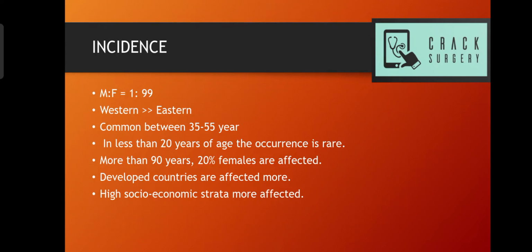Incidence rate. Females are more prone to CA breast than males. Male to female ratio is 1 to 99. Western countries are more affected than Eastern countries. Commonly, we see CA breast in the 35 to 55 age group. If there is a younger patient, there may be a family history of CA breast.